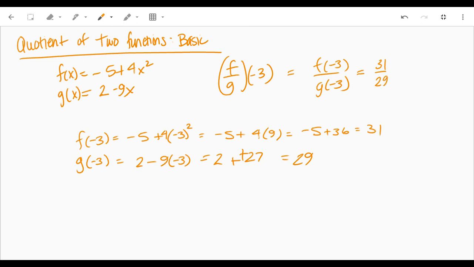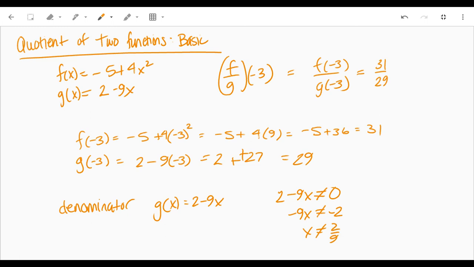Okay, values that are not in the domain then, all you need to do is look at your denominator. So the denominator in this case is g of x. And in a rational expression, the denominator can't be 0. So 2 minus 9x cannot be 0. So negative 9x cannot be negative 2. So x cannot be 2/9. Okay? All right. We have 2 more to do.